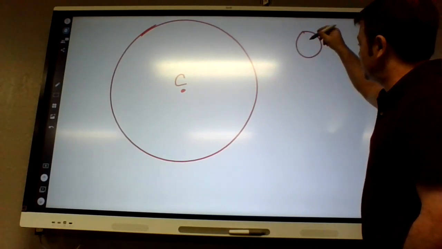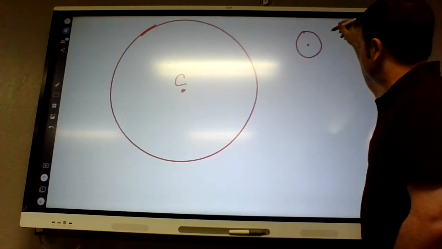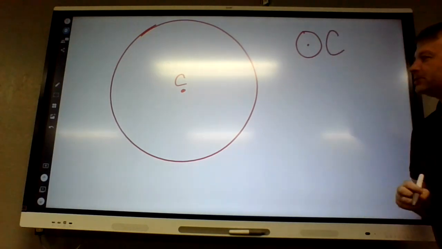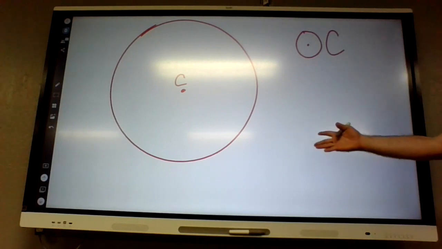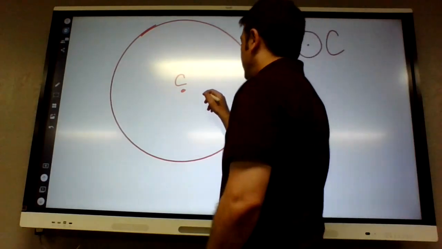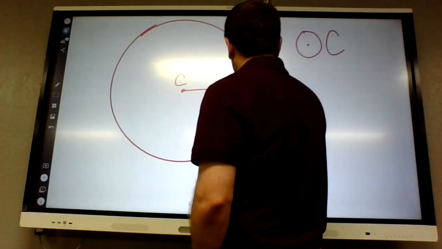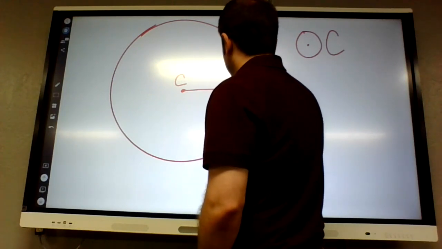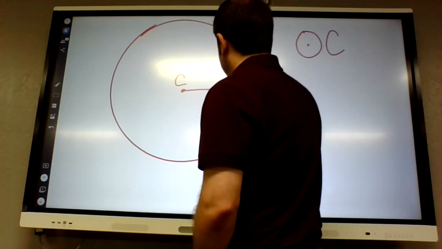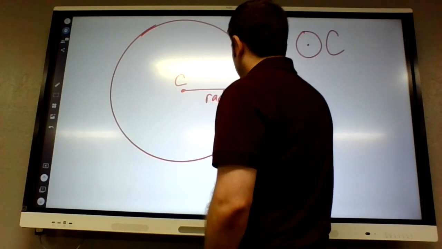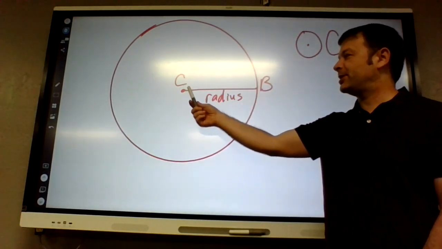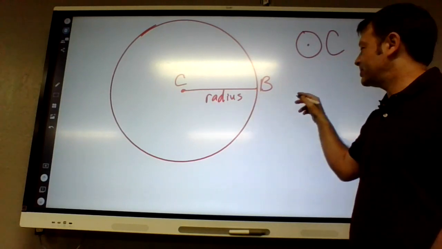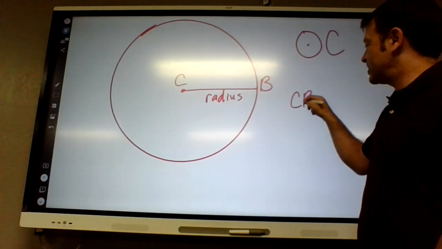To label a circle, you put a little circle symbol, and then you use the center to name the circle. So this is circle C. Okay, this is called a what? Diameter. Radius. Yes, right. Diameter is all clear. And the radius is what kind of geometric thing? Line segment. Yes. So we could say the radius is segment CB.